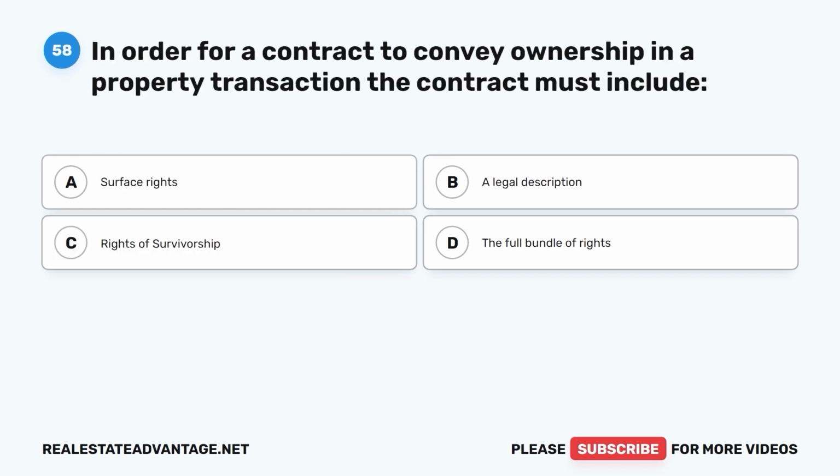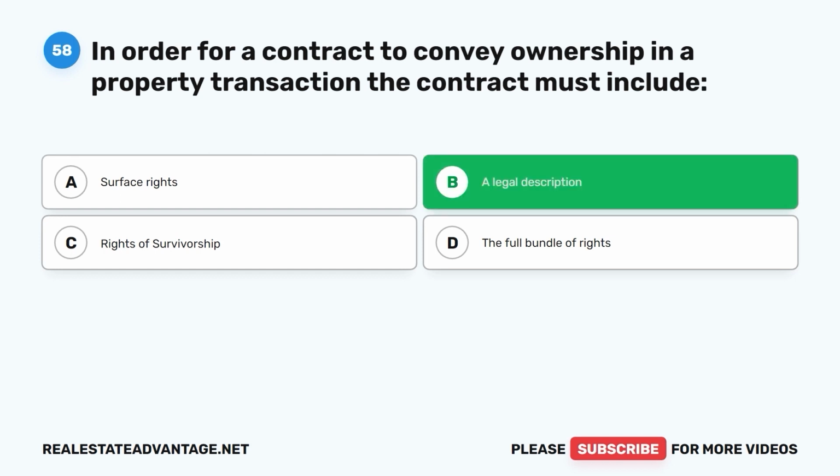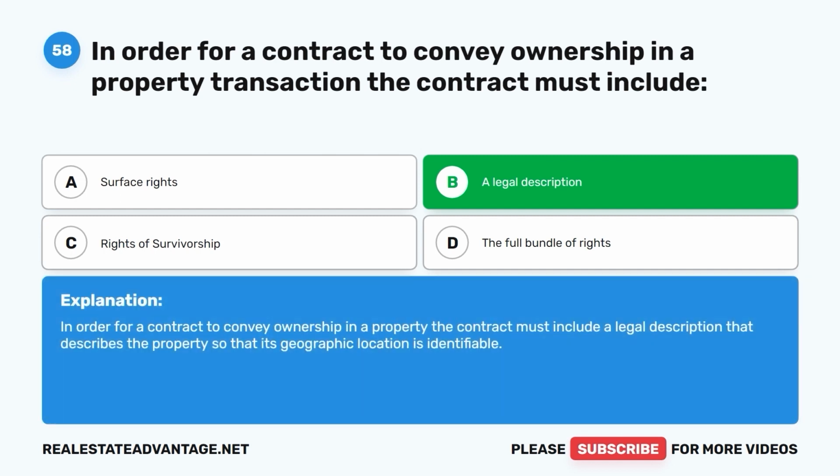Question 58. In order for a contract to convey ownership in a property transaction, the contract must include A. Surface rights, B. A legal description, C. Rights of survivorship, D. The full bundle of rights. The correct answer is B. A legal description. In order for a contract to convey ownership in a property, the contract must include a legal description that describes the property so that its geographic location is identifiable.